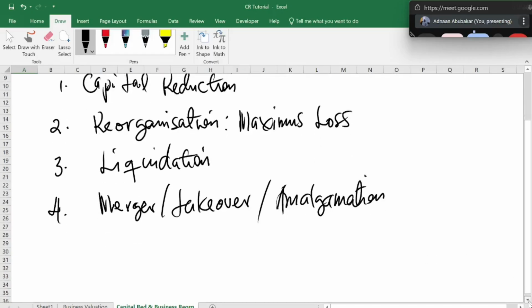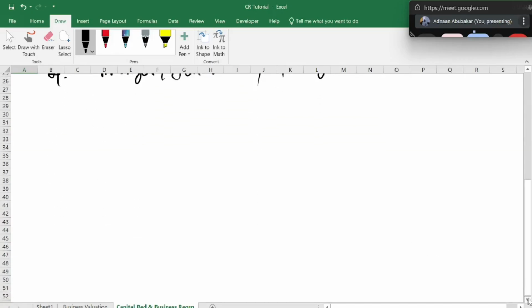Okay. So now quickly let us look at the theory of when we say capital reduction or business reorganization. What do we mean by that? Are you with me? Yes, sir. When we say capital reduction or business reorganization, at which point do we say that a company has gotten to this point that we want to do capital reduction? Do you understand?